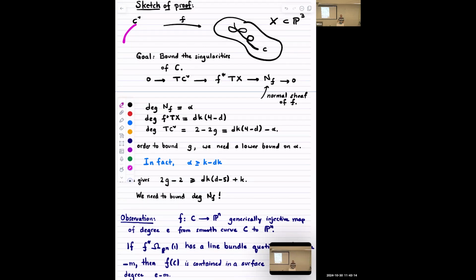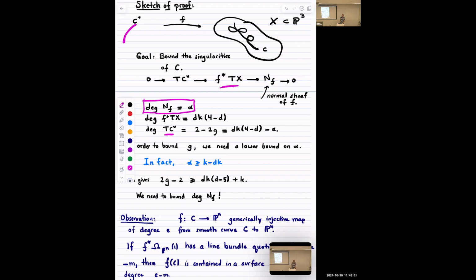You have the tangent bundle maps to the pullback of the tangent bundle of X, and you have some sort of normal sheaf. And now the key is, suppose that this normal sheaf has some degree alpha. We know what the degree of the pullback of the tangent bundle of X is. So this gives us the degree of the tangent bundle of C, which is related to the genus. So you see, the whole issue comes down to giving a lower bound on this degree of the normal sheaf. So that is the issue.